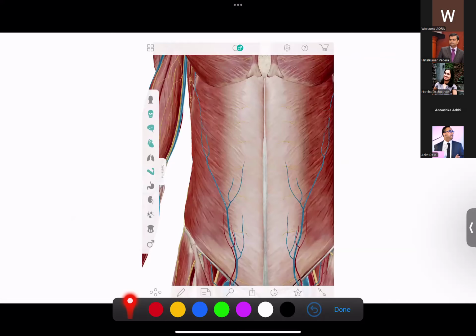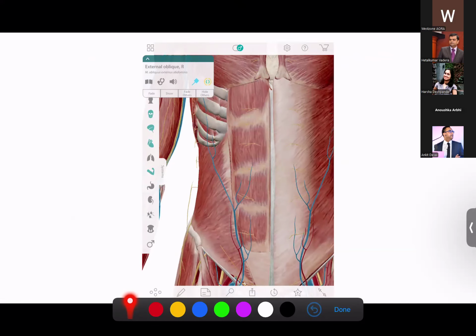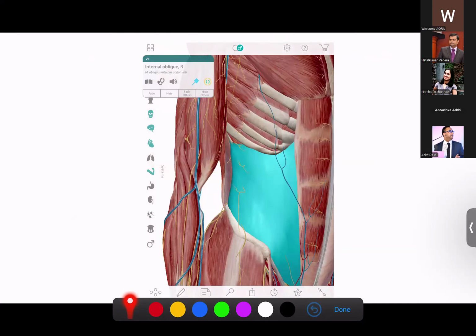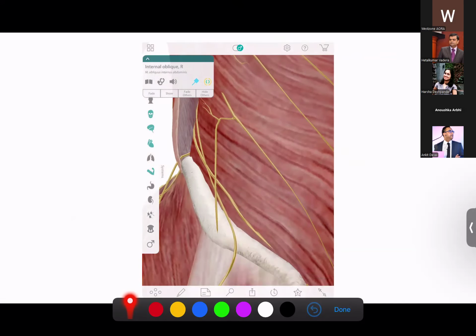Now in this video, we will see all the three muscles. This is the external oblique. If we remove it, we will see the internal oblique muscle. Beneath the internal oblique is the plane between the internal oblique and the transversus abdominis.